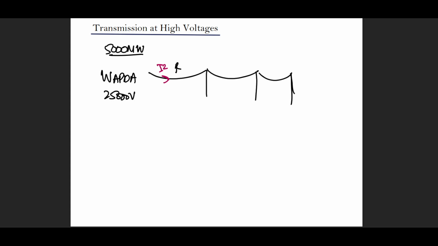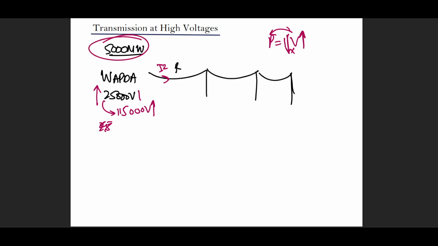So what we do is deliberately use transformers and increase the voltage to a very high value. Let's say 115,000 volts, which is much greater than 25,000. Why are we doing this? Because if I look at the formula for power, if I increase the voltage, I get to reduce the current, and the power remains the same because I'm multiplying those two numbers. If voltage becomes a larger value, current becomes a smaller value, but if I multiply them together, I get the same power that I want to transmit. So I have deliberately increased the voltage so that the current in the lines decreases.